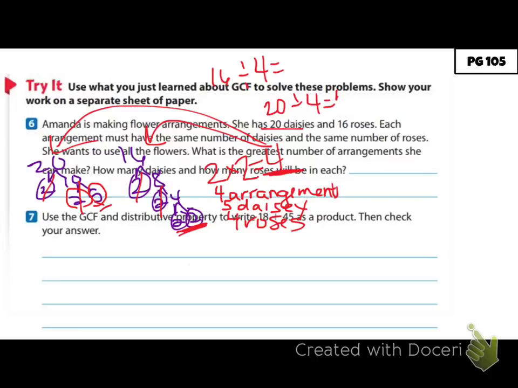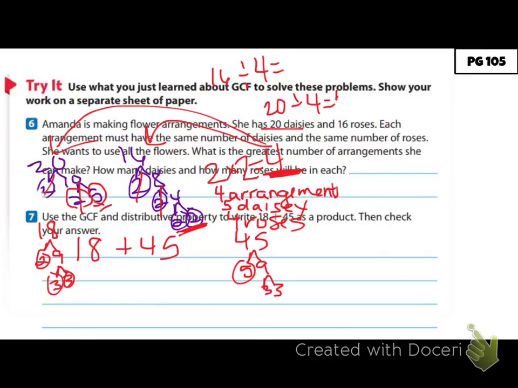Okay, now number 7 says use the GCF and distributive property to write 18 plus 45 as a product. So 18 plus 45. We're not using the 4 anymore. These are 2 different numbers, so we have to factor those out. So 18 gives us 2 and 9, and then 3 and 3. And 45 gives us 5 and 9, and 3 and 3.